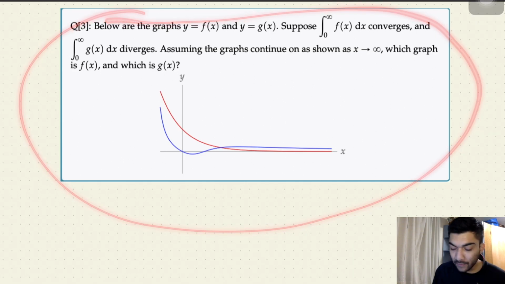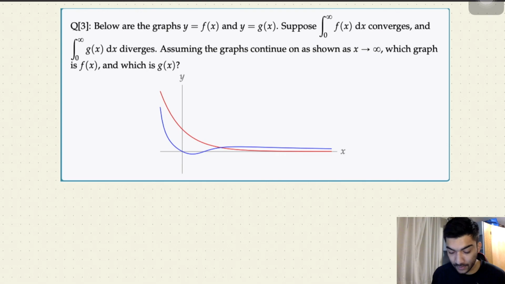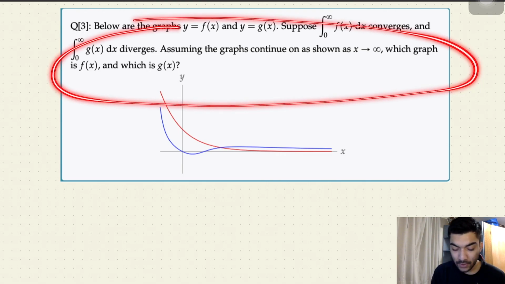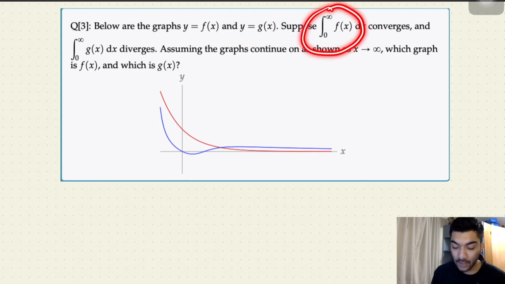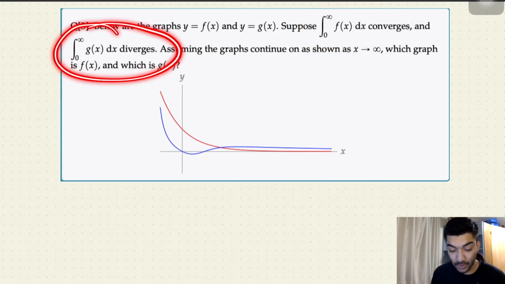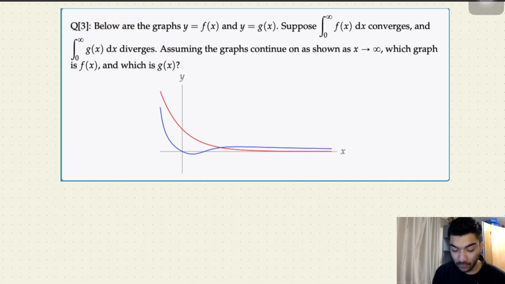So let's do a graphical version of the comparison test and solve this question, which is based on identifying functions based on the given conditions in the question. We have been given the sketches of two functions, y equals f(x) and y equals g(x), and we know that the integral from 0 to infinity of f(x) dx converges, but the integral of g(x) with the same endpoints, the same interval, diverges.